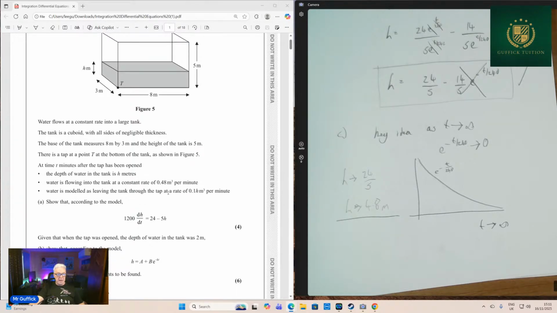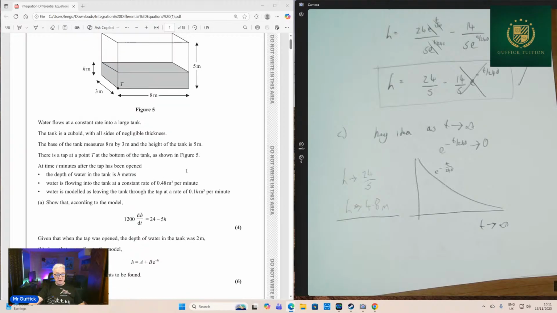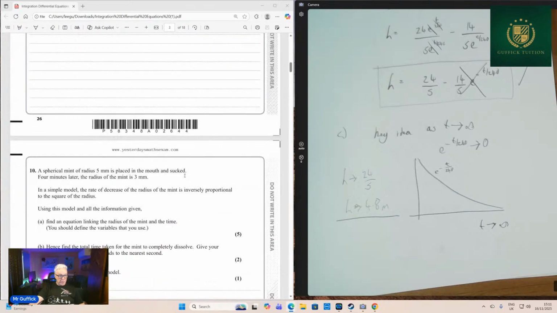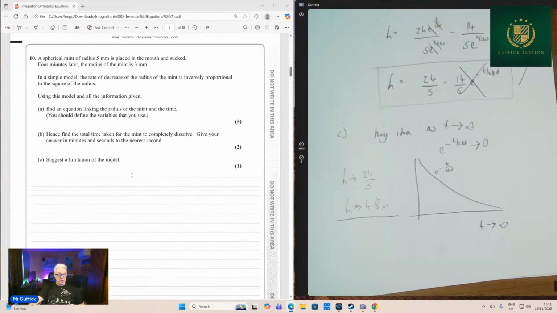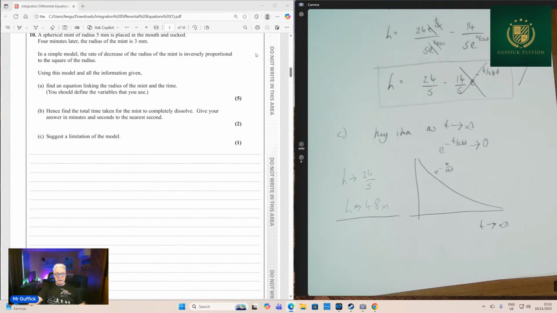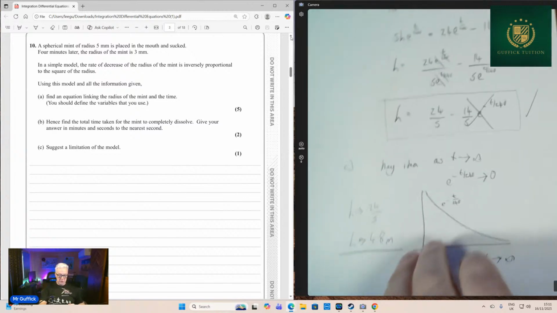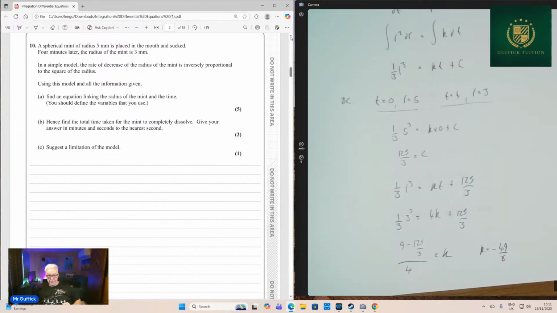Okay, so that is that question. Really nice differential equation question there. Right, let's have a look and see what we're going to do next. This one looks like a good one. A spherical mint. Okay, so this one is forming and solving a differential equation. So let's have a look at this one.